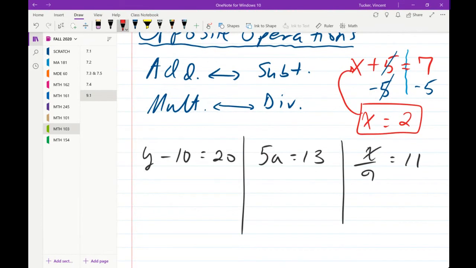And just to emphasize the other three basic operations, if we had y minus 10 equal to 20, I would add 10 to both sides of my equation, or the equal signs right here. The 10's cancel out on the left, leaving me with y, and then on the right I have 30.